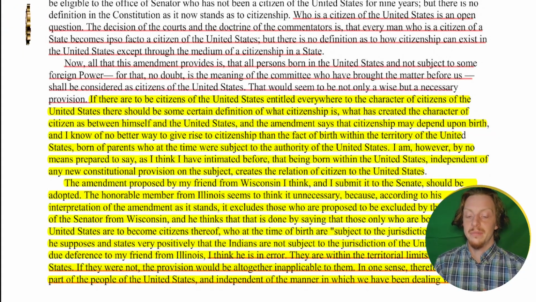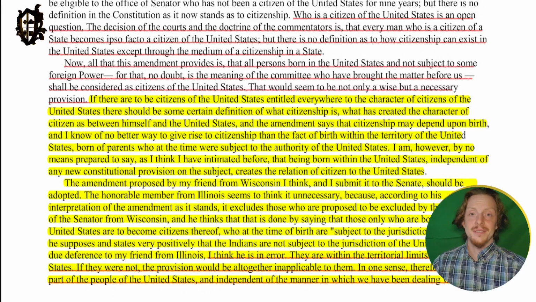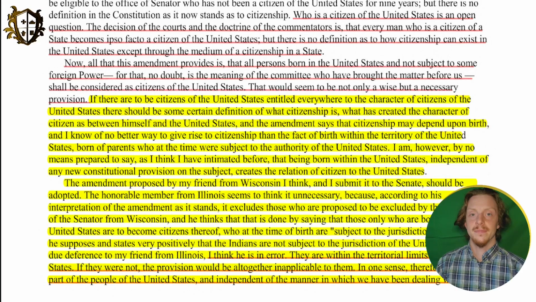For that, no doubt, is the meeting of the committee who have brought the matter before us shall be considered as citizens of the United States. That would seem to be not only a wise, but a necessary provision. And since a child upon birth, if they're here, that means they're not subjects of that foreign government.